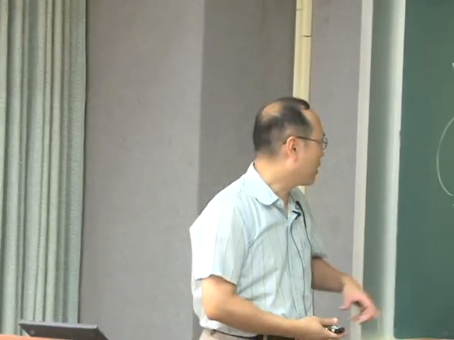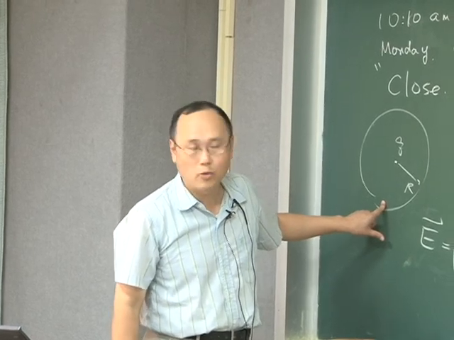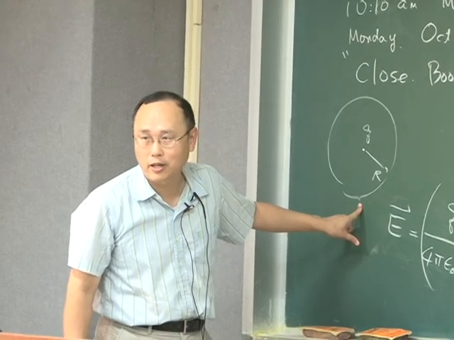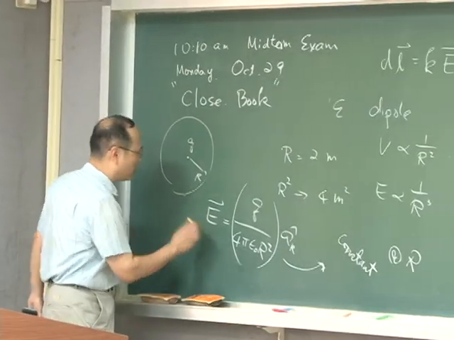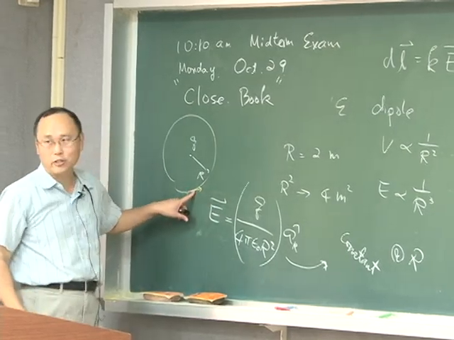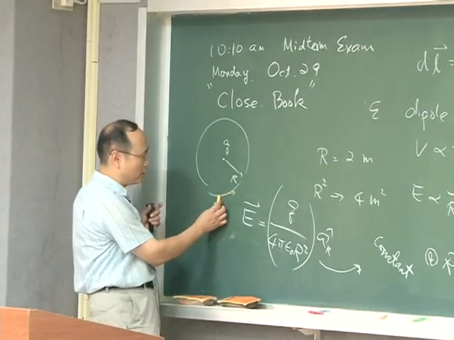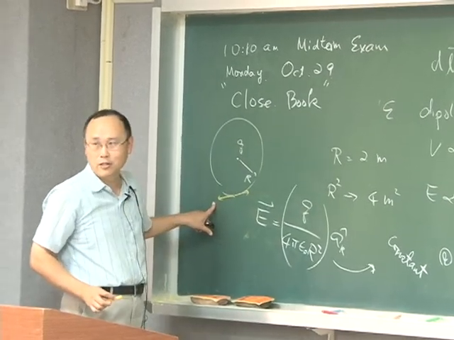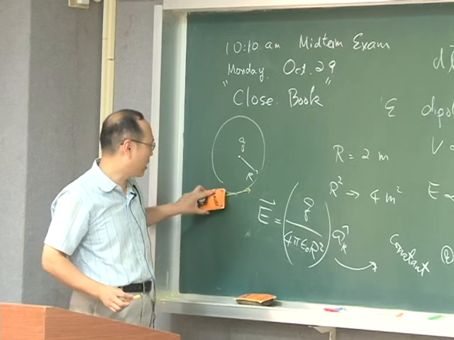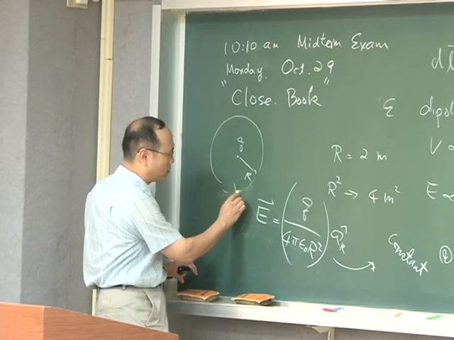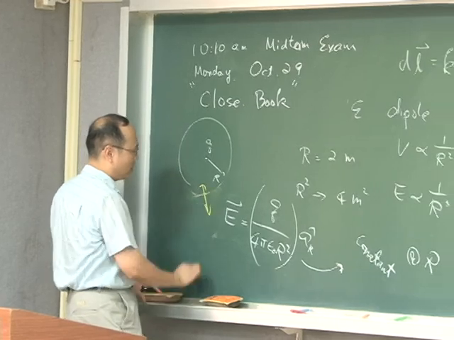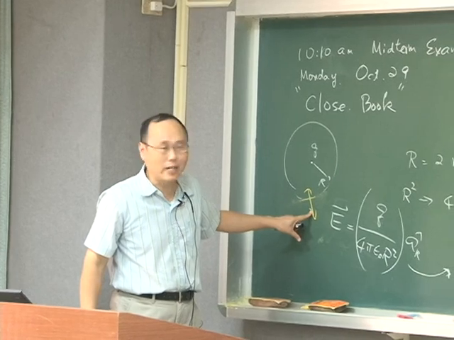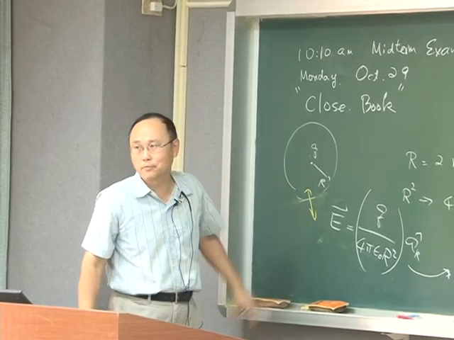And how about the direction? Also from symmetry, the direction has to be along the r direction. If somebody told me there could be a field along this direction, then another person could tell me there could be an equal probability of having an electric field along that direction. To settle this argument, we compromise that the electric field is only along the r direction, either this direction or this direction, depending on the sign of q.